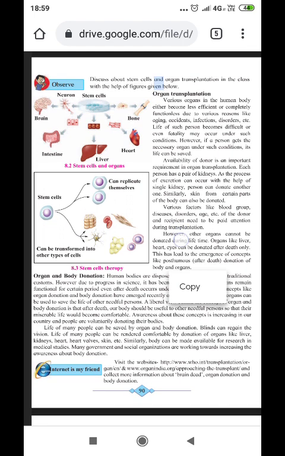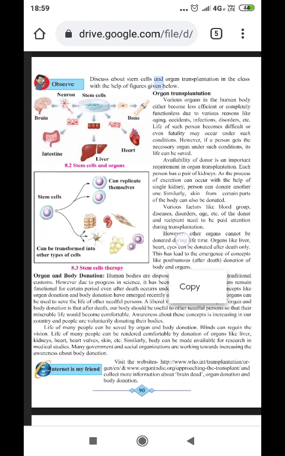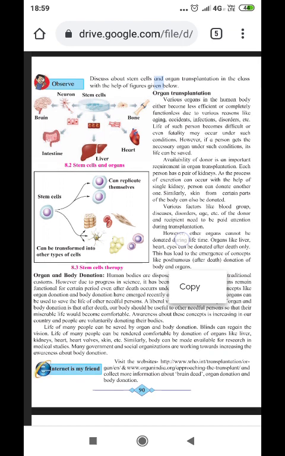Let us discuss stem cells and organ transplantation in the class with the help of the figures given below. First of all, organ transplantation. You can see in the picture here, with the help of stem cells, various organs can be regenerated and then transplanted to the required person.